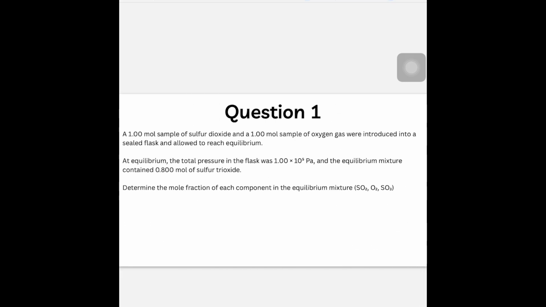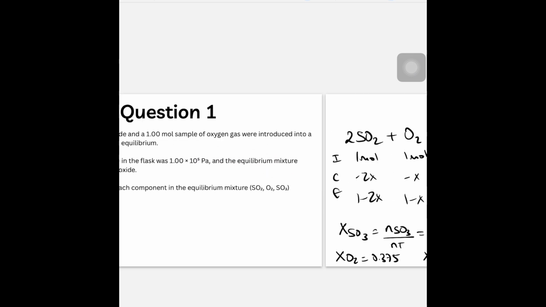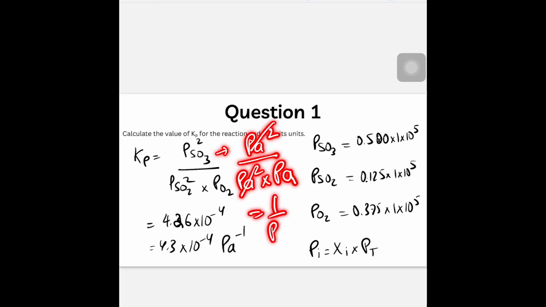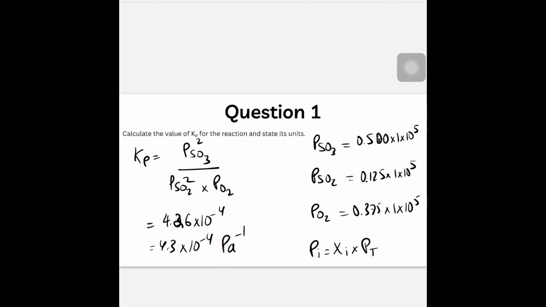Now the total pressure is given as 1 times 10 to the power of 5, and the mole fraction we already got before, so I multiply the mole fraction by the total pressure and I will get the value for each one of them, and then I plug them in this equation and I will get 4.26 times 10 to the power of minus 4. They need 2 significant figures, so I will put 4.3 times 10 to the power of minus 4. And to determine the unit, here I have Pascal squared over Pascal squared times Pascal. So these are going to cancel. I'm going to end up with 1 over Pascal, and so I have Pascal to the power of minus 1.